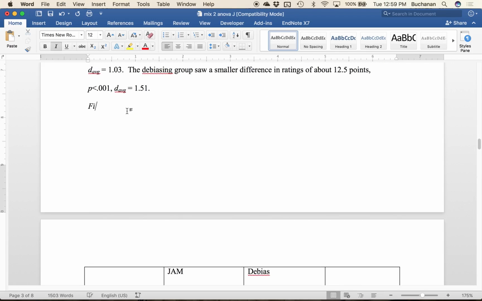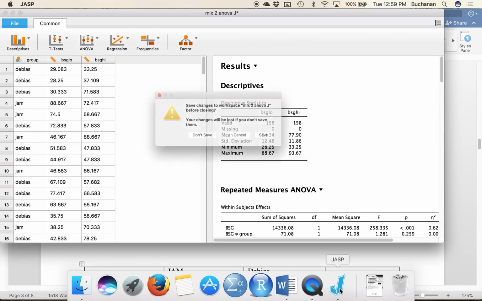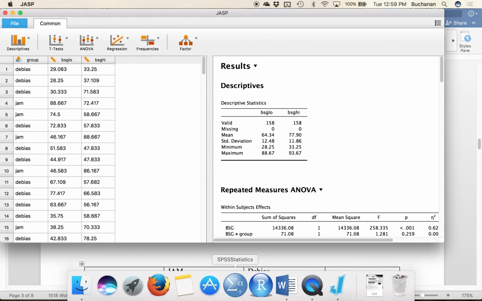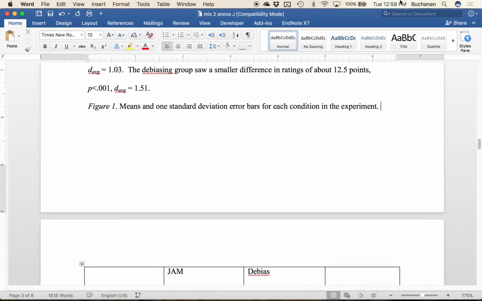So let's see, figure 1, and it's going to be means and 1 standard deviation error bars. So I'm going to go ahead and tell them what type of error bars I'm going to give for each condition in the experiment. So let's pull up Excel. I'm going to close JASP just so my computer maybe won't have a fit. Okay, go back to using Excel.